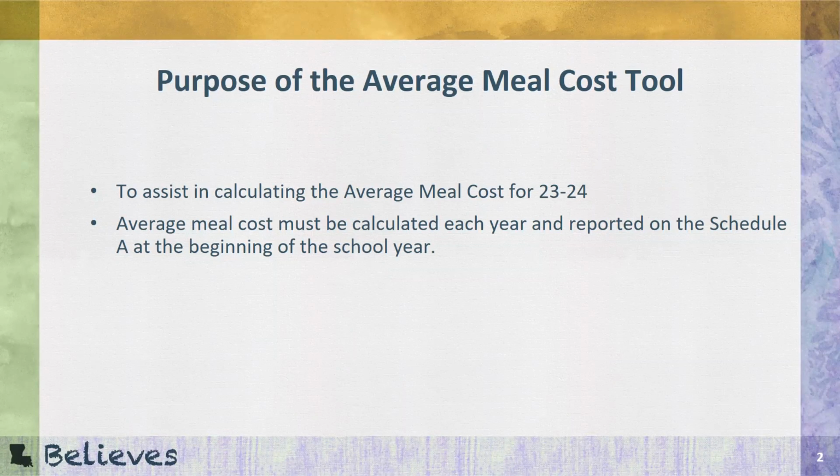The 2023-2024 average meal cost tool has been updated and will be posted to the CNP website. School food authorities may use this tool to assist in calculating the average meal cost for the 23-24 school year. Average meal costs must be calculated each year and reported on the Schedule A at the beginning of the school year.